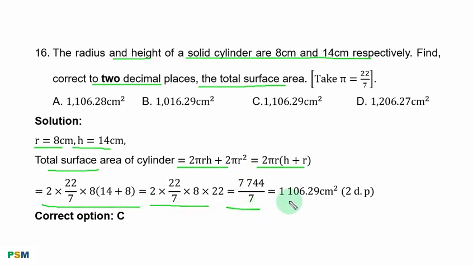After division, you have 1106.29 square centimeters to 2 decimal places. The correct option is C.